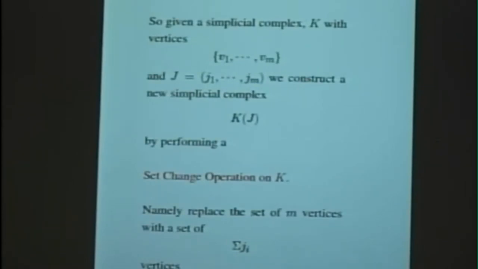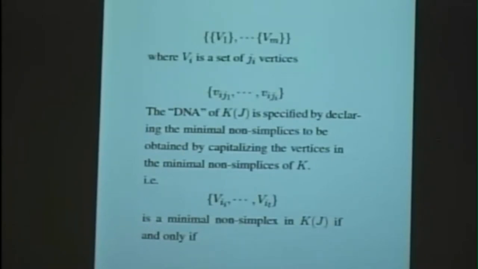So given a simplicial complex K with vertices V1 through Vm, and integers J1 through Jm, one for each vertex, I'm going to make a new simplicial complex by altering the set of vertices in the original simplicial complex. Namely, we're going to replace the set of M vertices with a set of sum of Ji vertices, and I'm calling this a set change operation on K. So what we do is form a new set where each V sub I is now replaced with J sub I vertices. So that gives me the set of vertices.